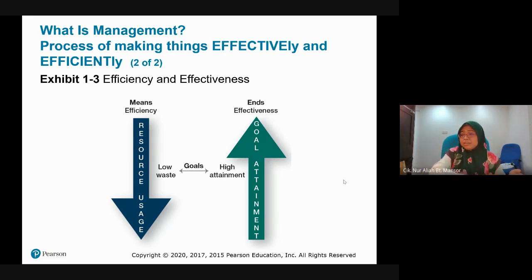Itu beza antara efficient, laju. Efficient kan laju kan? Laju. And effective. Effective orang dah sembuh baru bagi balik. When we already achieve our goal, then only we say that we accomplish our organization good. Tu maksud dia. Okay? So beza between effective and efficient. Okay? So itulah beza dia. Alright?